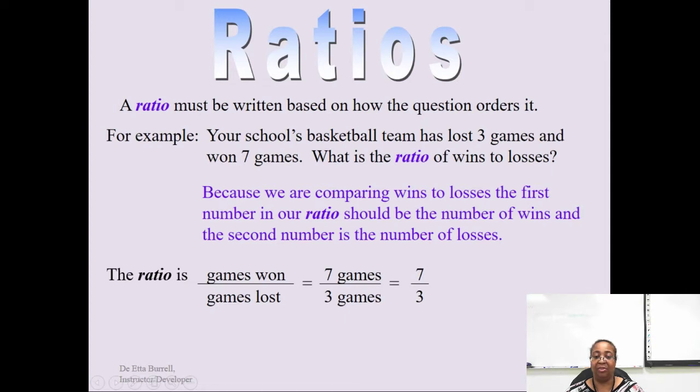Now, because you're comparing these wins to losses, the first number in our ratio should be the number of wins, and the second number is going to be the number of losses. So we know that they won 7 and they lost 3. So my ratio is 7 to 3.